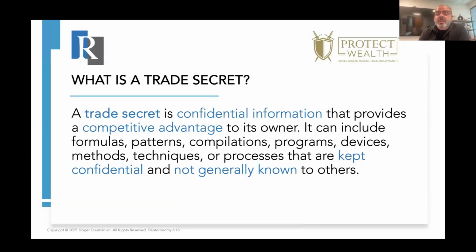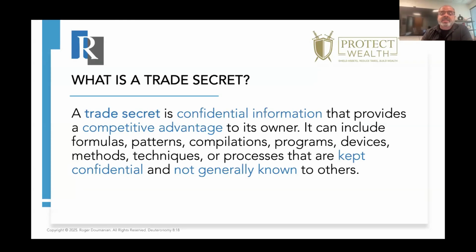And then there's trade secret, which is the most misunderstood out of all of them. A trade secret is confidential information that provides a competitive advantage to its owner. And that's key. It's got to provide a competitive advantage. It can include formulas, patterns, compilations, programs, devices, methods, techniques, or processes that are kept confidential and not generally known to others. So the key here is it's got to have a competitive advantage for you over your competition, and you got to do an excellent job of keeping it a secret, right?